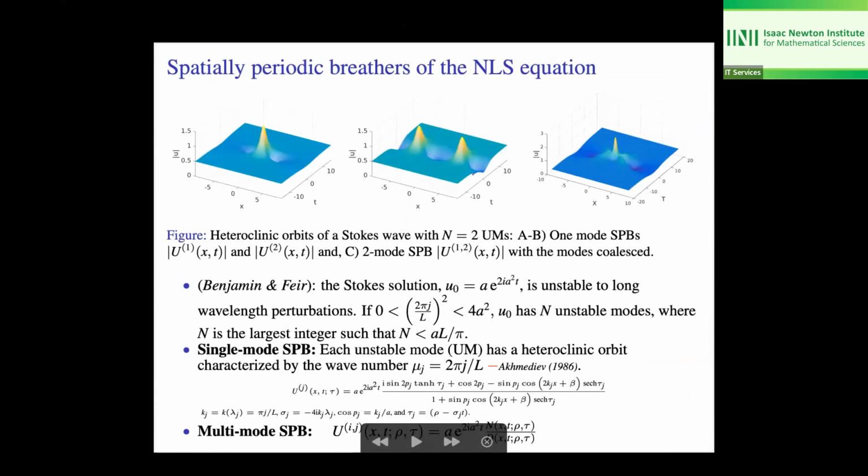Okay. So these multi-mode SPBs can be obtained by iterating the Bäcklund transformation, and the form of a two-mode SPB is there. And you see that it depends upon these parameters, rho and tau. And the third plot is showing a two-mode SPB where the parameters have been chosen so that the modes are excited simultaneously and coalesce and spike up to this maximum amplitude of the two-mode SPBs.